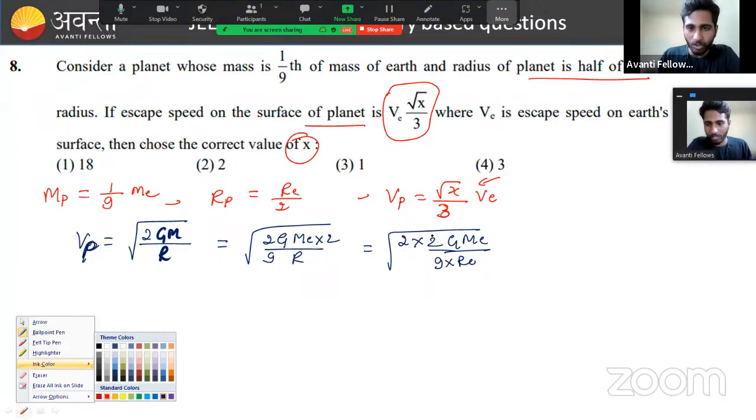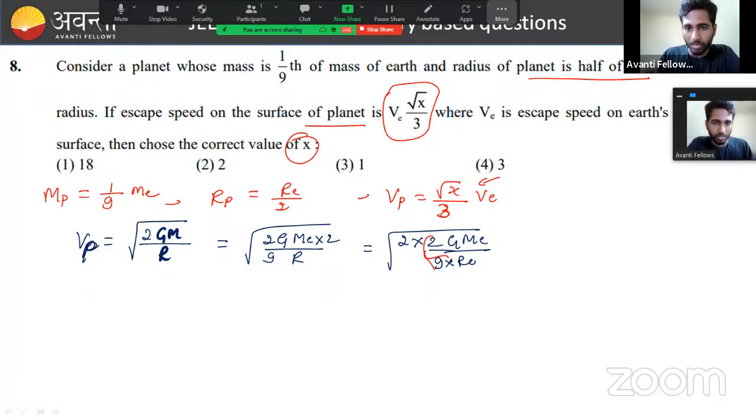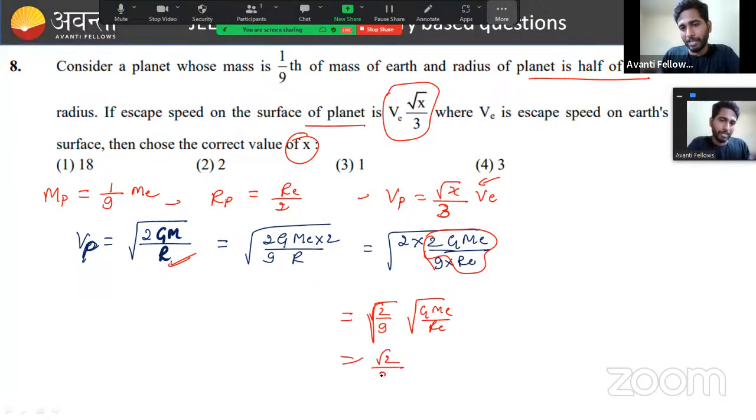Here, 2 RE and GM. This is the escape velocity of Earth. Correct? Now put that value here. Under root 2, under root of 2/9, it is nothing but under root of GM by RE, the escape velocity of Earth. Now root 2 divided by 9 will come out of the root as 3. It is nothing but the escape velocity of Earth.